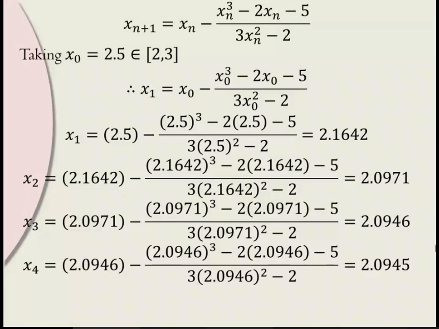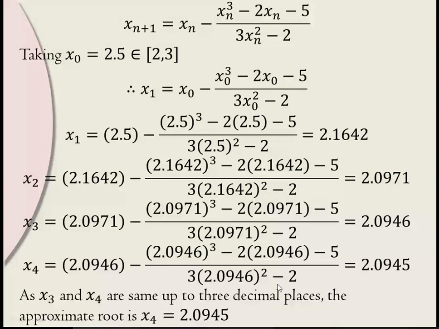Suppose we take one more iteration if you want the answer up to 3 decimal places. For 2 decimal places, this will be the answer because 0.0909, they are matching. But if you want it up to 3 decimal places, that also you can get by taking one more iteration. So x3 and x4 are matching up to 3 decimal places. So this new iteration is the approximate root. So x4 equal to 0.0945 is the approximate root.